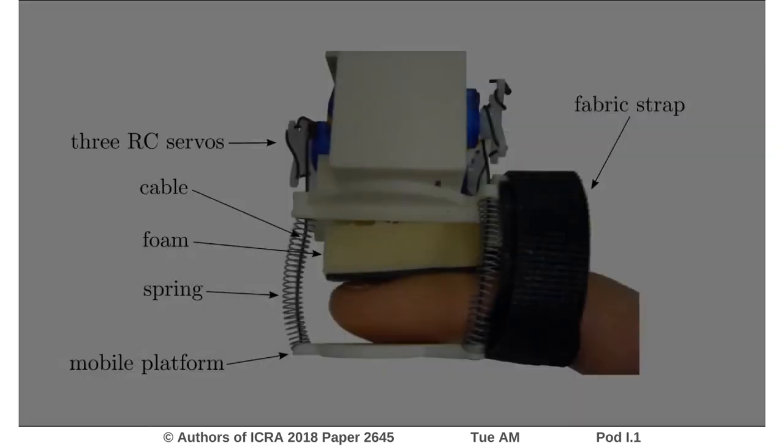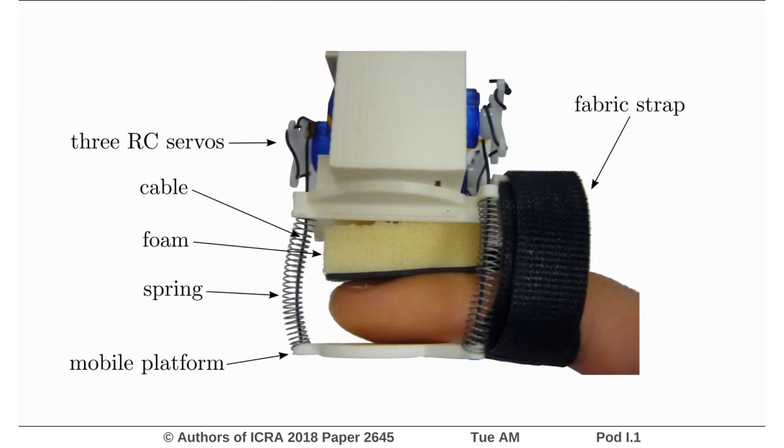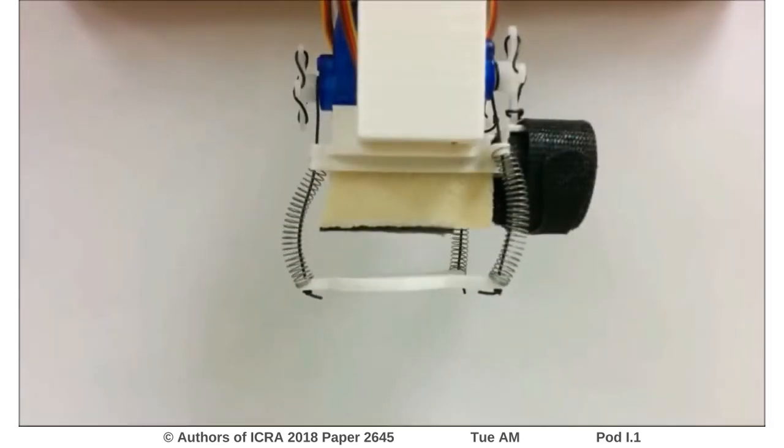The 3 degrees of freedom device is composed of a static platform that houses 3 servomotors above the user's fingernail and a mobile platform that applies the requested stimuli to the fingertip. 3 cables connect the 2 platforms. By controlling the cable lengths, the motors can orient and translate the mobile platform in 3-dimensional space.